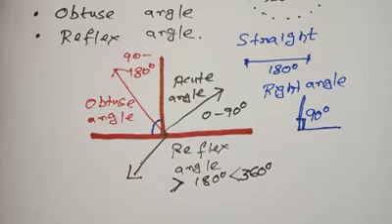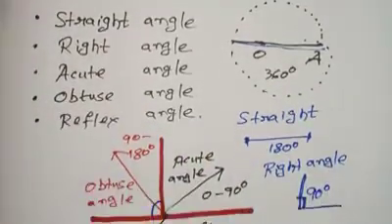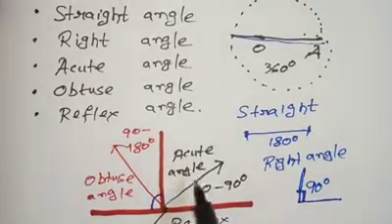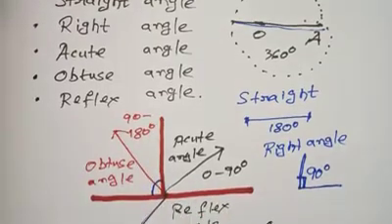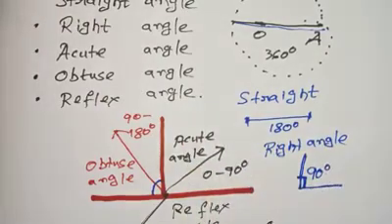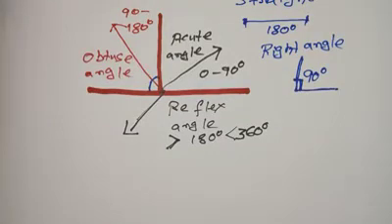So, so far so good. We have understood what a reflex angle is and what the other names of the angles are. We know what a straight angle is, a right angle, which is 90 degrees, acute angle, obtuse angle, 90 to 180 degrees, and reflex angle. So we have covered 1, 2, 3, 4, 5. Nice and fine. Now what I will show you is a little bit interesting.